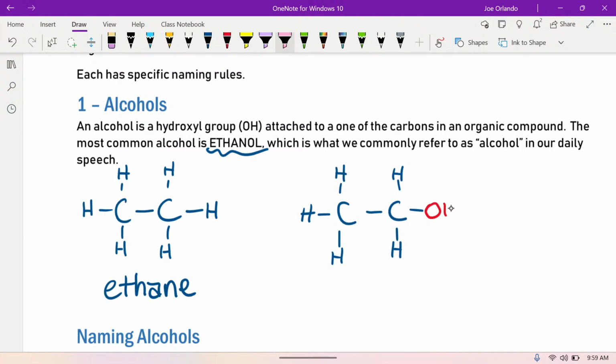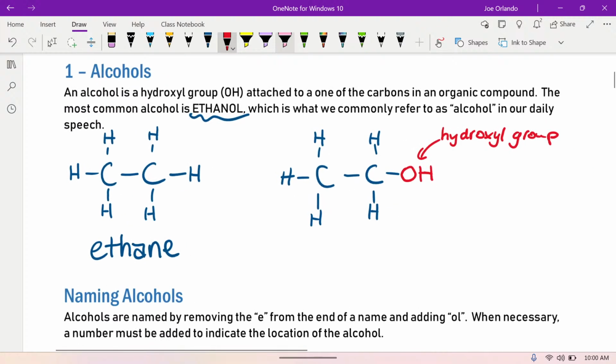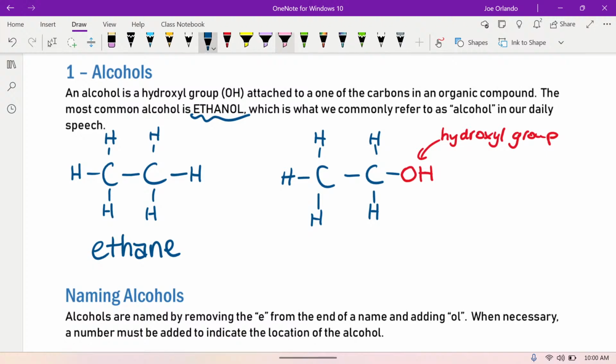By convention, because of course this should really look like that, right? But by convention, to show that this is a functional group, and just to save space, we usually don't bother drawing the bond between the O and the H. We usually just write it as OH. That's a convention, but this is a hydroxyl group. And a hydroxyl group, bless you, confers on this the property of being an alcohol.